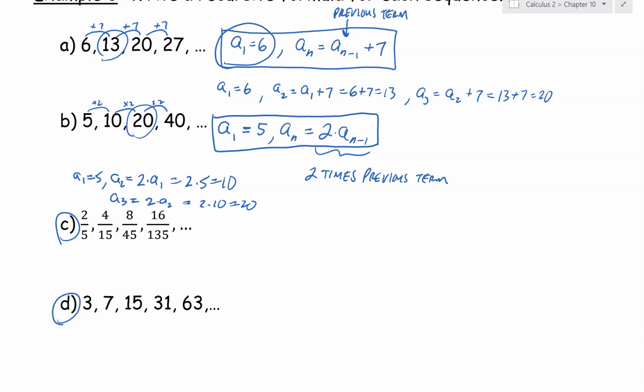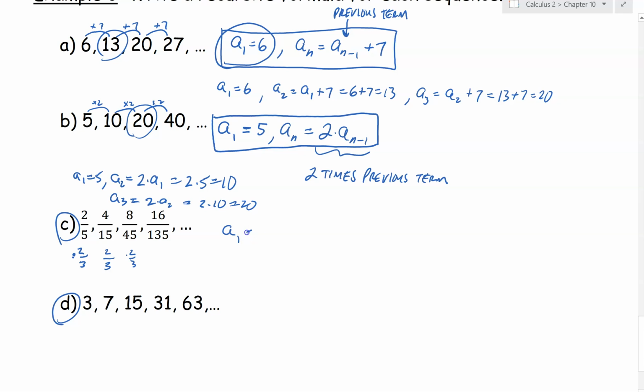To write recursive formulas, we want to try to recognize what is being done to each term to get the next term. And so one thing you might notice is to get from 2/5 to 4/15, what we're doing is we're multiplying the top by 2 and we're multiplying the bottom by 3. And so what we're really doing is we're multiplying by 2/3. And then if you take 4/15 and you multiply the top by 2, you get 8. Multiply the bottom by 3, that gives you 8/45, which is our next term. So that is the common pattern, is we just keep multiplying by 2/3 to get the next term.